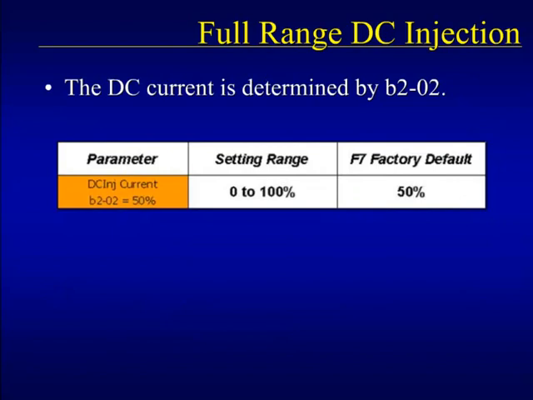The amount of DC current sent to the motor is dependent upon parameter B2-02. This parameter is set in terms of the drive's rated current. So on a drive rated at 3.6 amps, setting parameter B2-02 to 100% will send 3.6 DC amps.